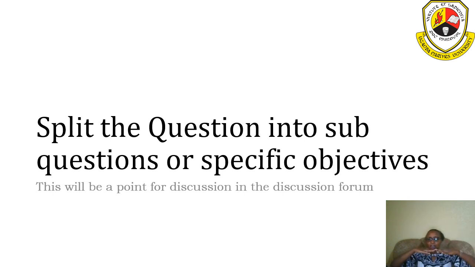Let me use a very, very human problem. I am sick. My objective is to get better. That's my overall objective. What are the specific objectives? What are the things that I need to do in order to get better? First thing is to find out what is causing my illness.